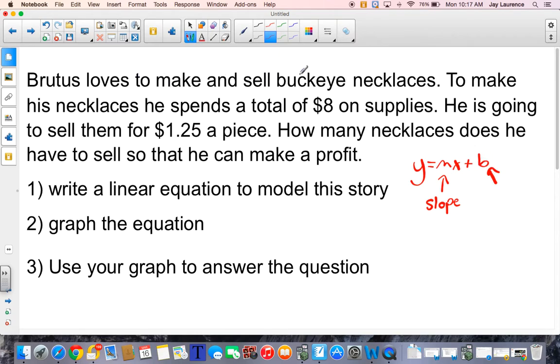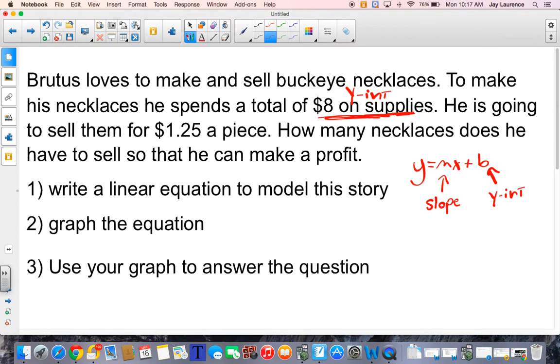Let's read this story again and see if we can find any important information. Brutus loves to make and sell Buckeye necklaces. To make his necklaces, he spends a total of $8 on supplies. That's interesting. It sounds like he needed to buy some stuff before he could make his necklaces. I think this might be my y-intercept. It's my starting place.